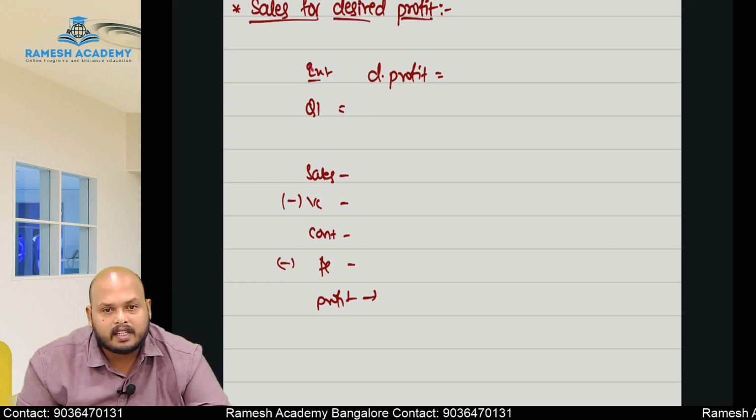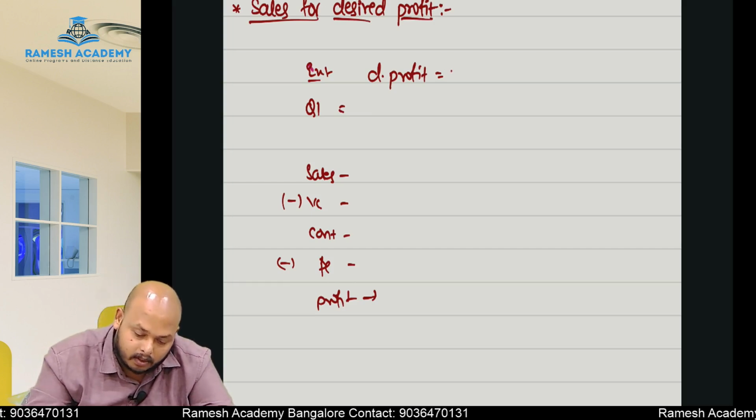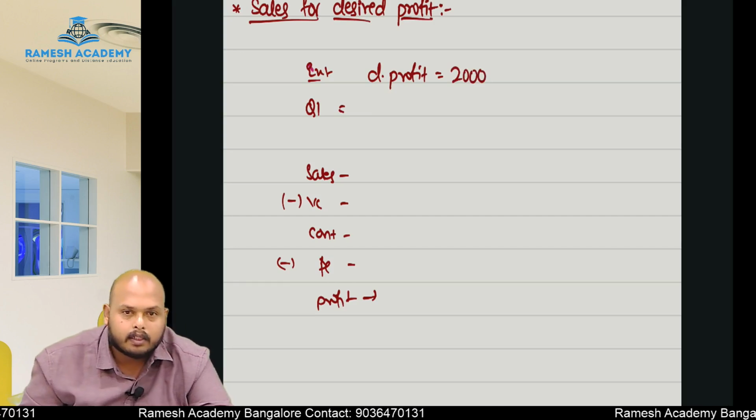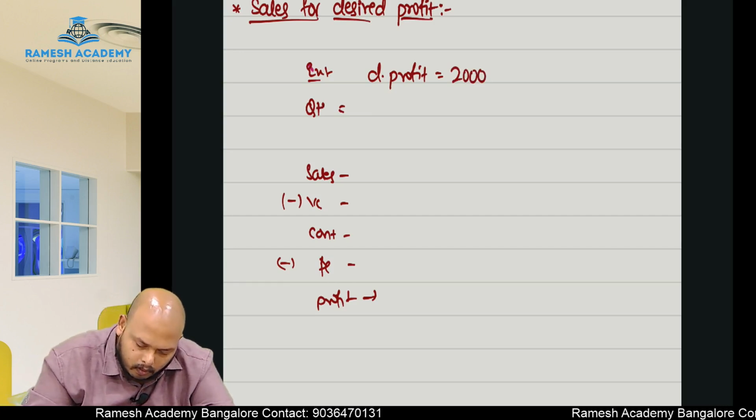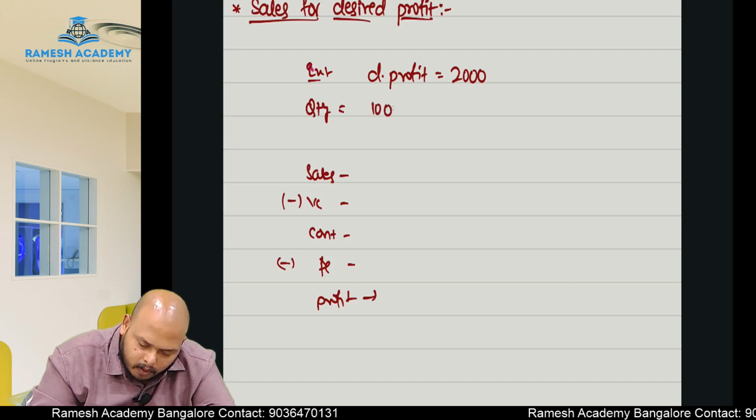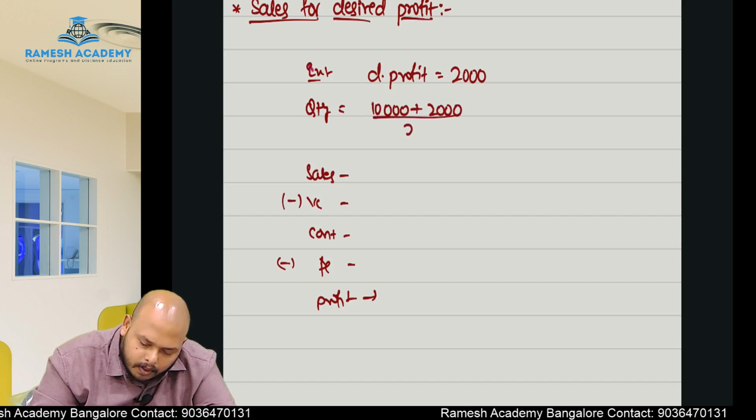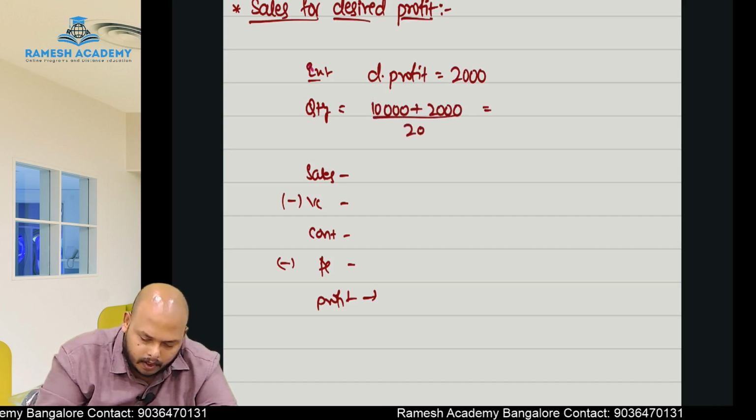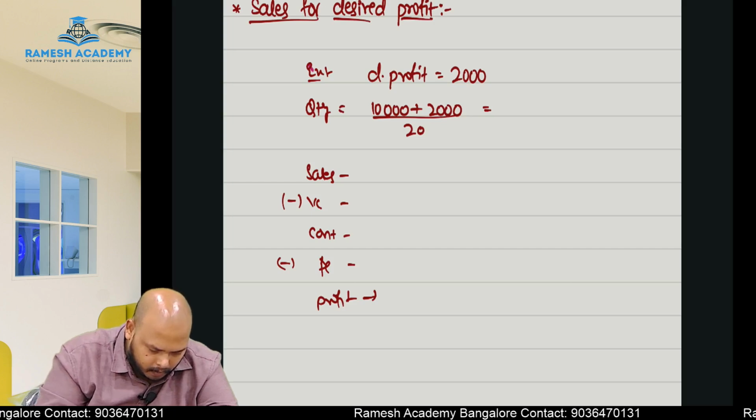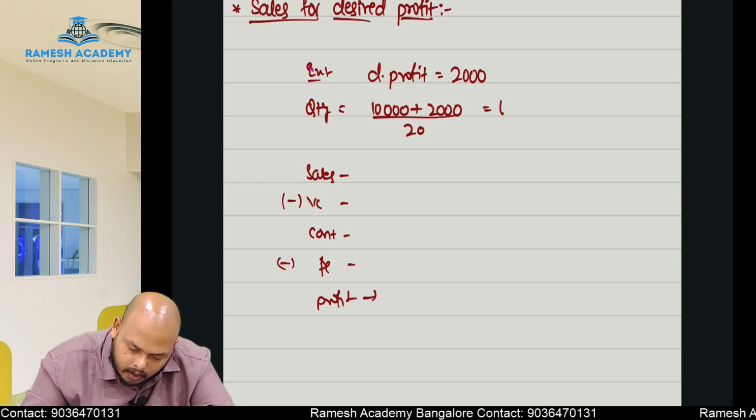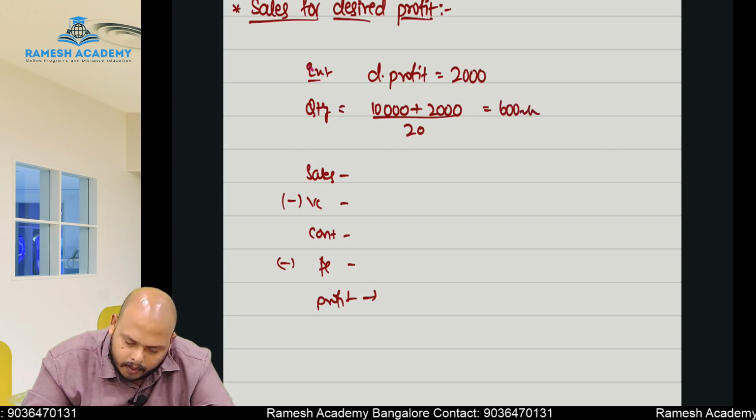Now let us take a desired profit of 2,000 rupees only. Quantity is equal to fixed cost 10,000 plus desired profit 2,000, divided by contribution per unit, which is 20. 12,000 divided by 20 is 600 units he has to sell.